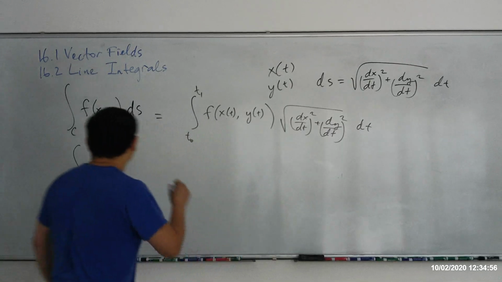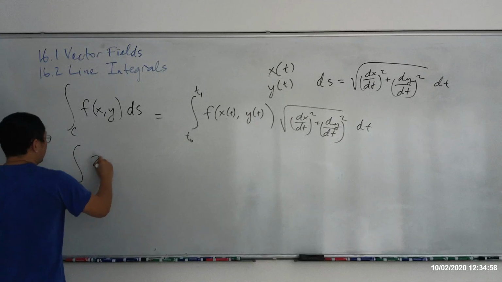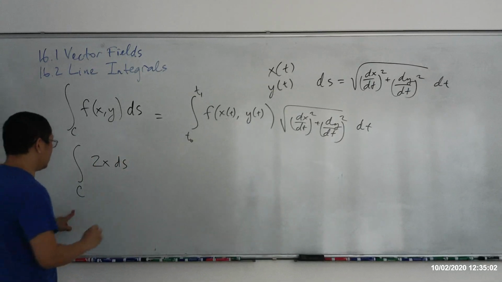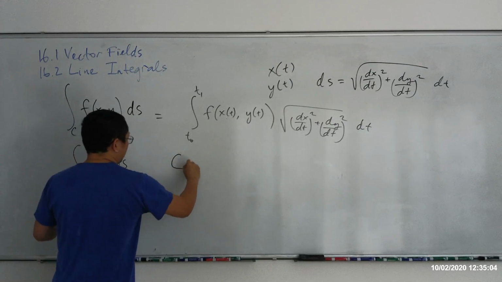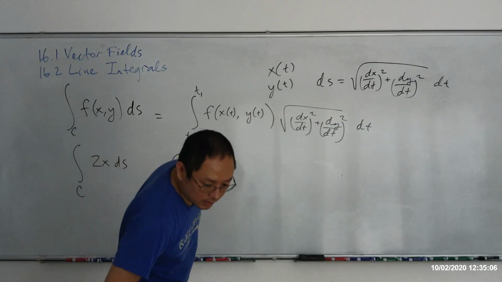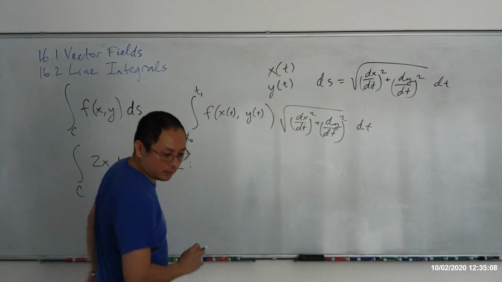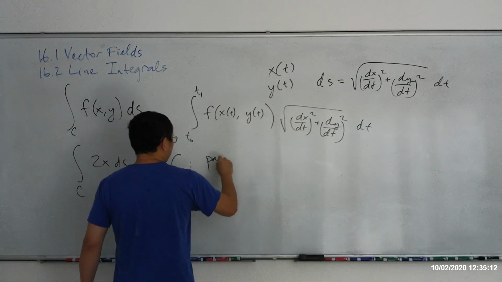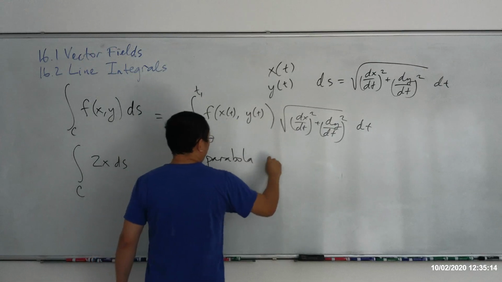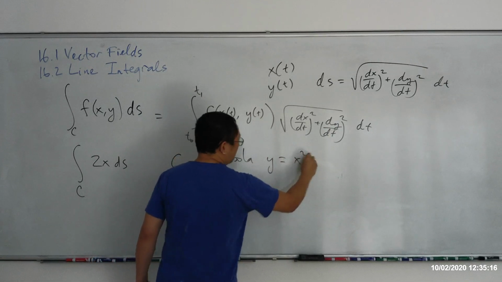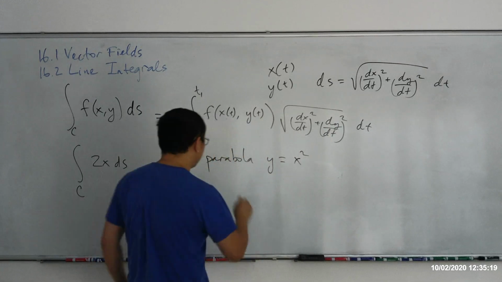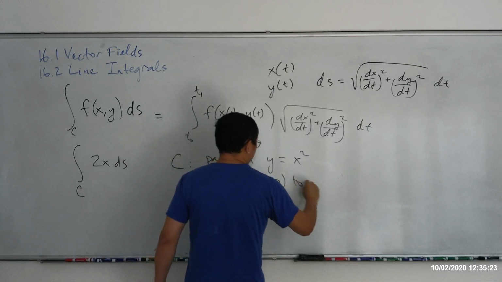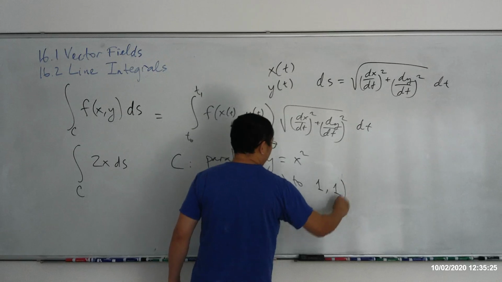Okay, I'll give you a very easy example: the integral of 2x ds, where C is a parabola. C is the parabola y equal to x squared, running from (0, 0) to (1, 1).